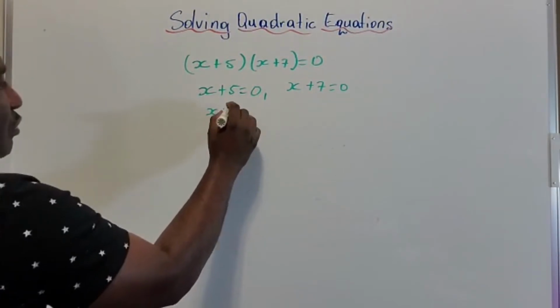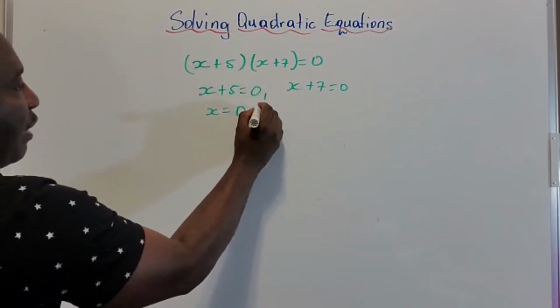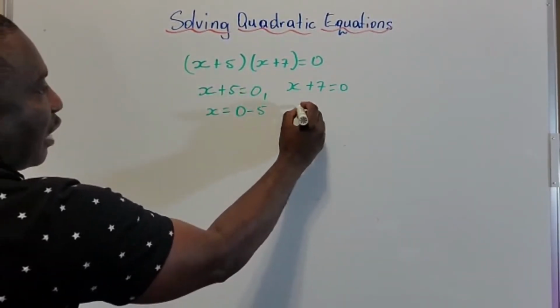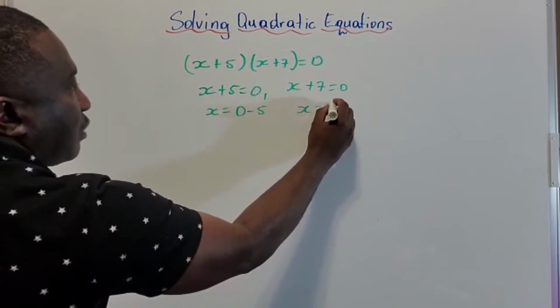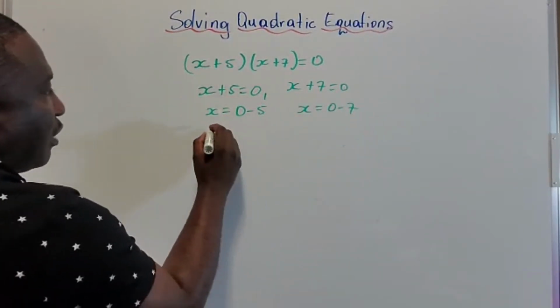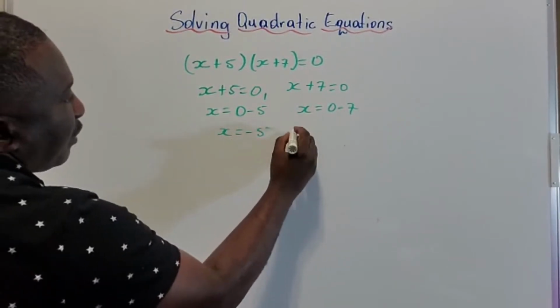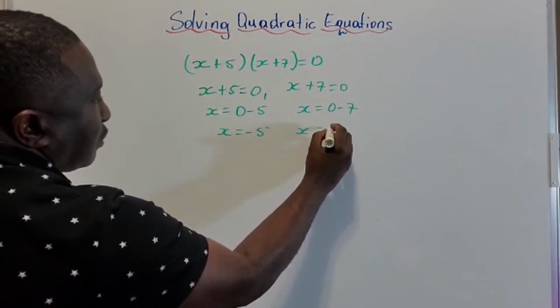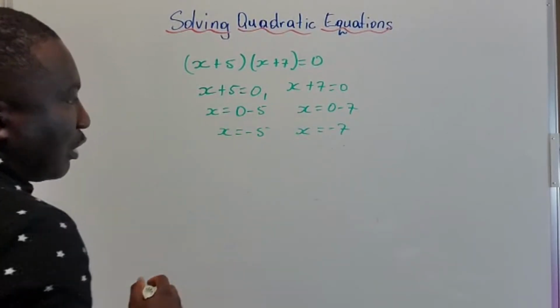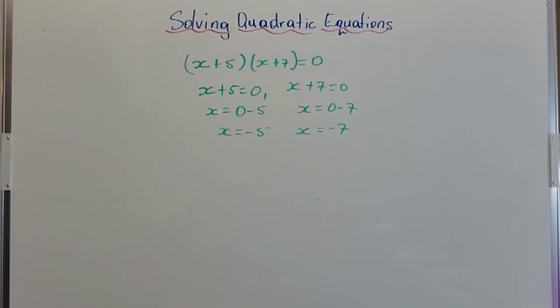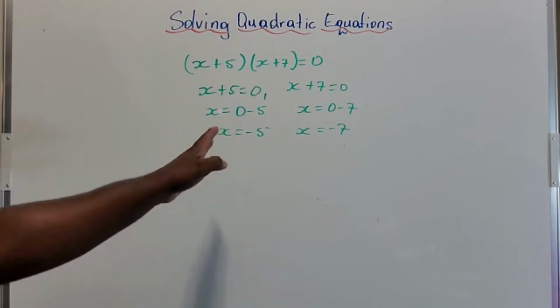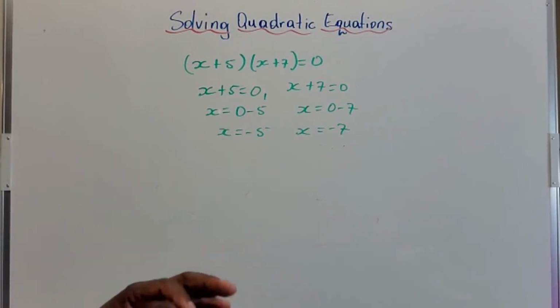x is equal to 0, bring over 5, so it's negative. Likewise here, x is equal to 0, take 7. Therefore, x is equal to negative 5. x is equal to negative 7. Simply what it is telling us. Now, the two values for x in this case are negative 5 and negative 7.